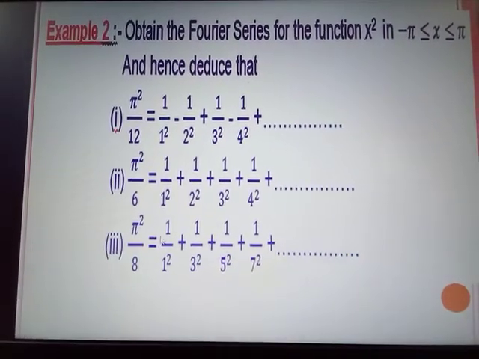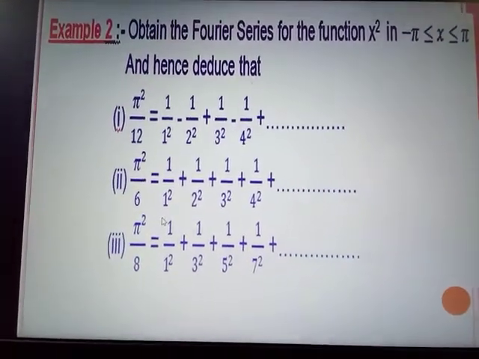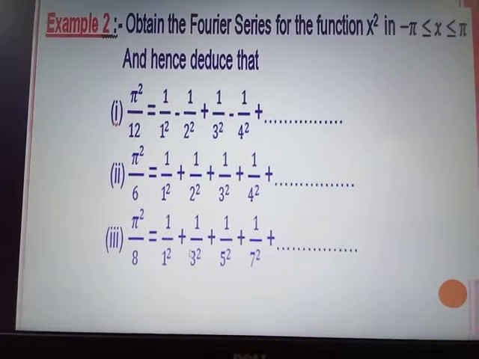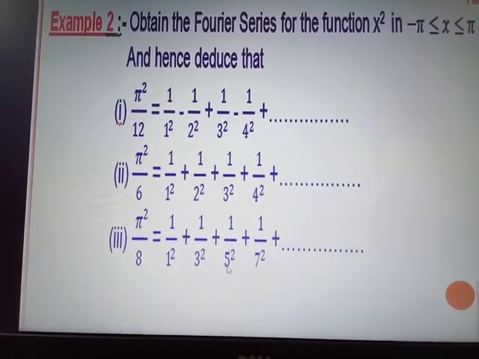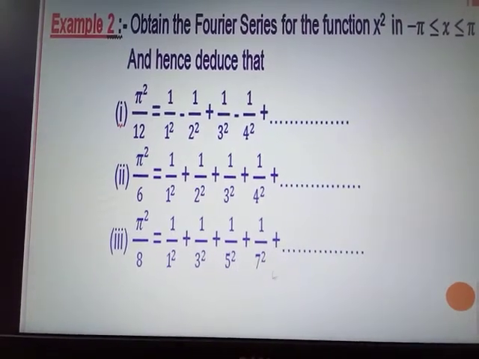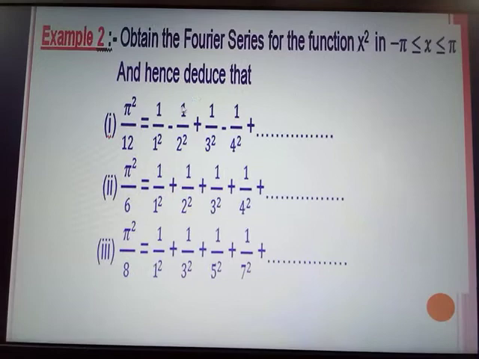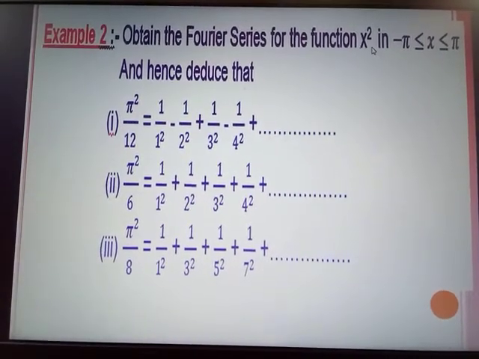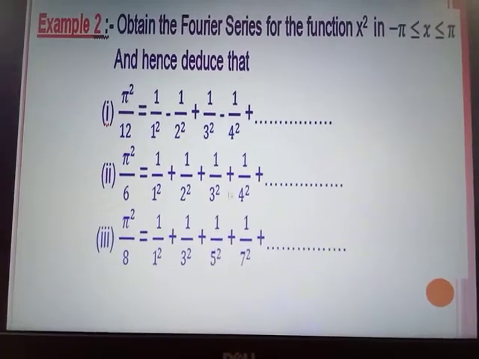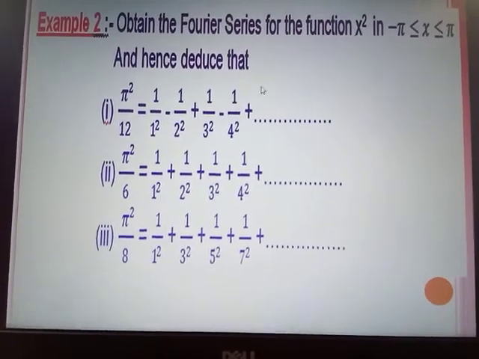Next one is pi square by 8 is equal to 1 by 1 square plus 1 by 3 square plus 1 by 5 square plus 1 by 7 square plus and so on. Here first we have to obtain the Fourier series for this function, that is x square. After that we have to deduce these expansions. Let us go to the solution.